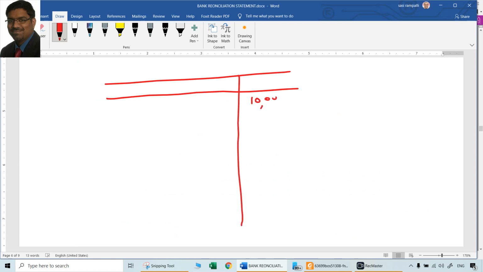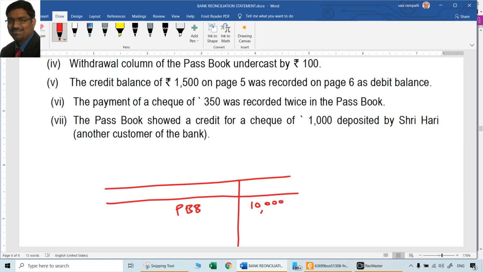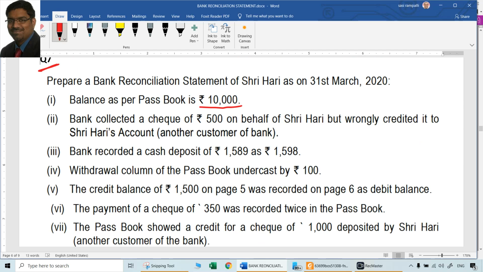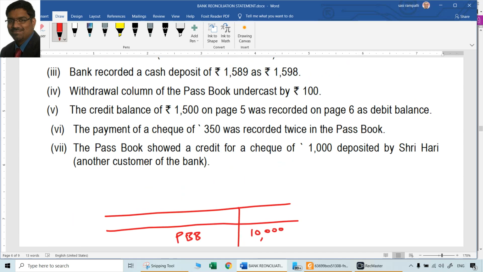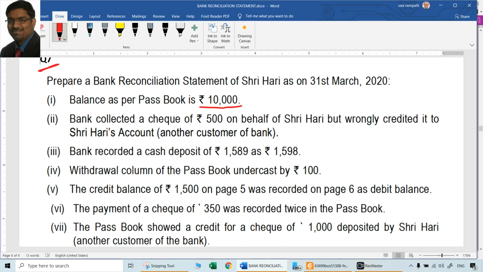10,000 rupees is the passbook balance. Should write full forms: balance as per passbook. When nothing is mentioned, it is a positive balance. Don't assume it is overdraft and all. No need to do any such wild assumptions. If it is given balance, balance means normal balance. 10,000 positive amount.